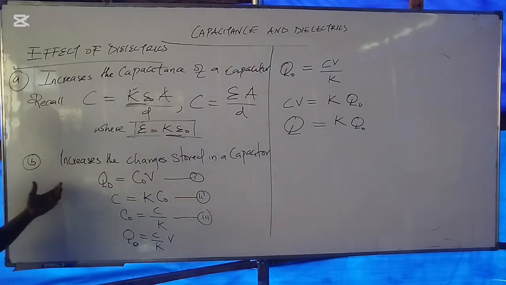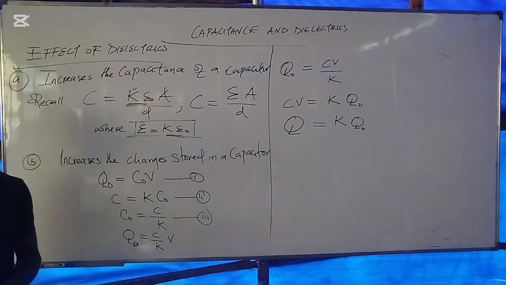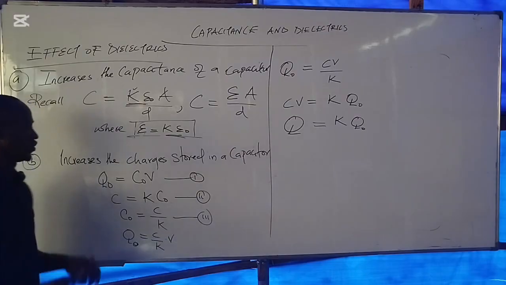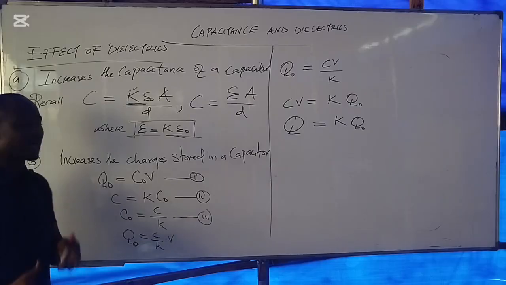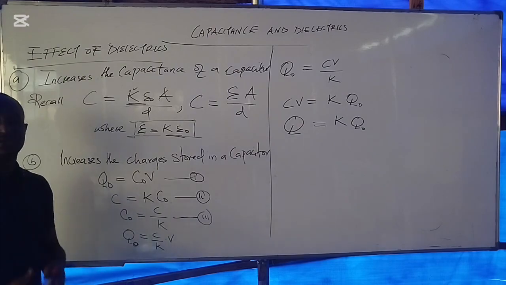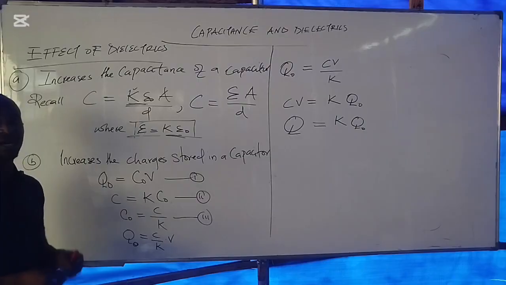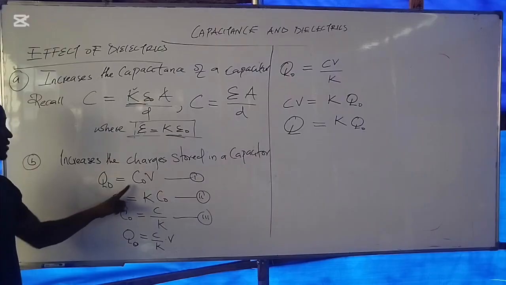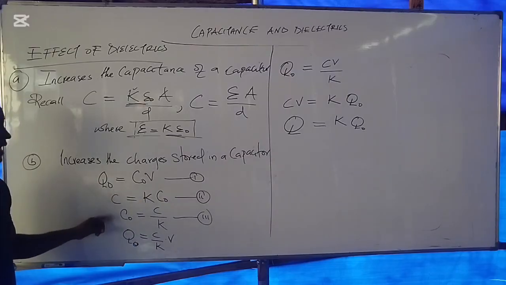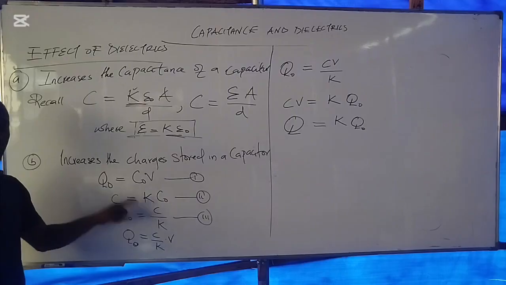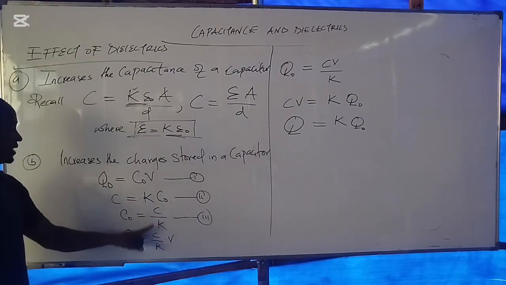Number 2 is that it helps to increase the charge stored in a capacitor. If we put a dielectric material into a capacitor, it will help to increase the amount of charges that will be stored, because from what we said, dielectric helps to increase the capacitance. And what happens there is that the amount of charges is also increased. From our expression we derived, we saw that our Q naught equals C naught V. We also saw that our C equals K C naught. So from here we can make C naught the subject of the formula, and that will give us C naught equals C divided by K.